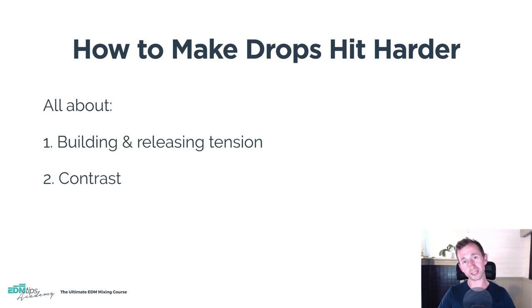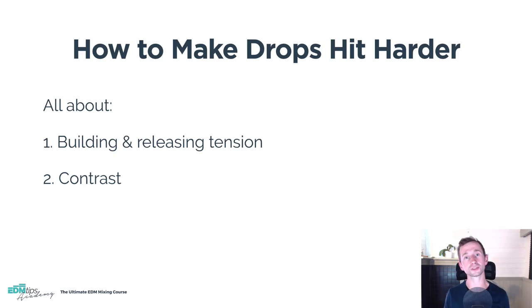So if a drop is full energy, so you've got full frequency range, full volume and full stereo field, the build up has to contrast that and have less energy. If you had a full power build up and a full power drop, you don't really have a drop because there's very little, if any, contrast.